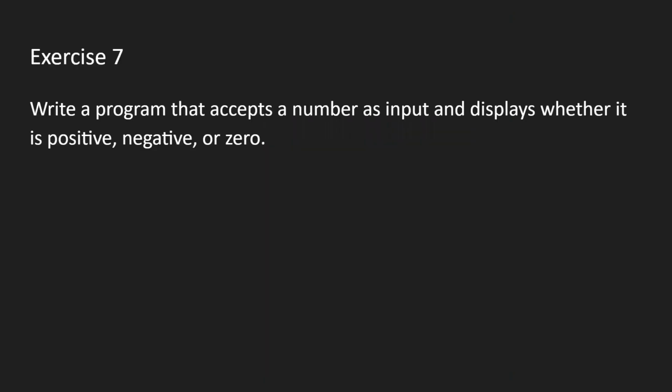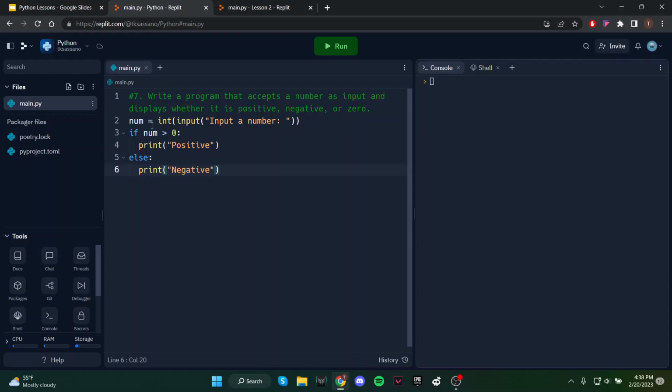Exercise 7. Write a program that accepts a number as input and displays whether it's positive, negative, or 0. So we can just modify this code from before, when we were checking if a non-zero number was positive or negative, and just put an else if statement inside of here. So else if num is equal to 0, then we'll print 0. And then else it's just going to print negative, like before. So we're just putting in a new conditional here. Now if I put 0, we get 0. If I put a negative number, we still get a negative number.